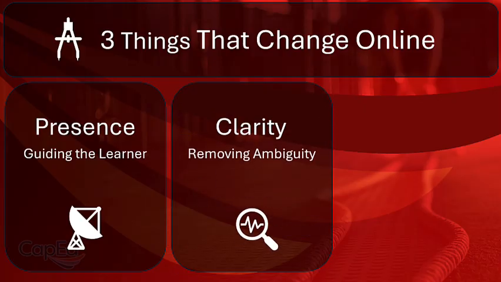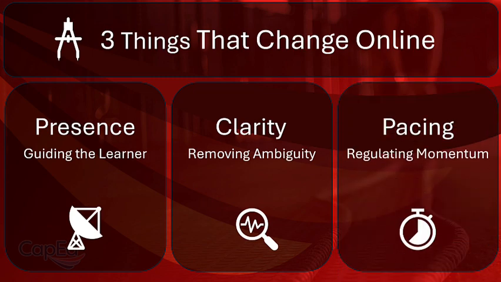Second, clarity. In person, if an instructor is vague, a student raises their hand and you clarify it instantly. Online, that ambiguity sits unresolved for hours, so your page layouts, assignment descriptions, and rubrics need to do far more work up front. And third, pacing.